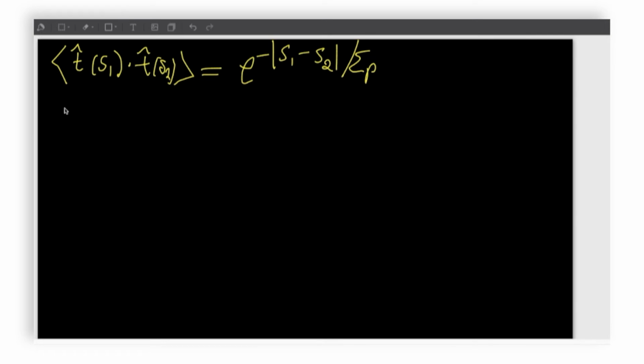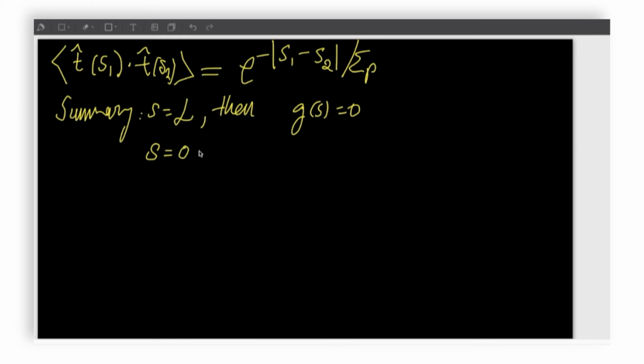So to summarize, we can say that when S is equal to L, then g of S is 0, and when S is equal to 0, then g of S is equal to 1. In other words, when the segments that we are looking at, the contours, are the identical contour, then that correlation term is 1.